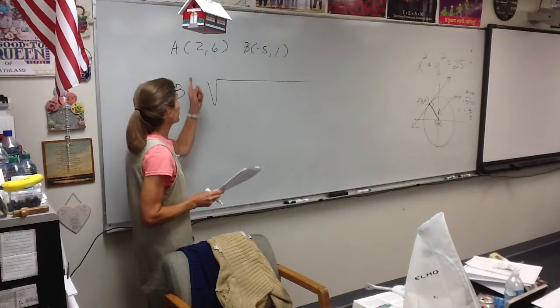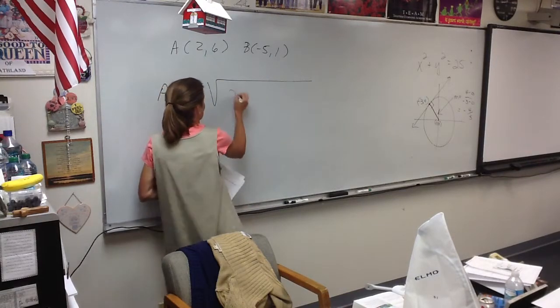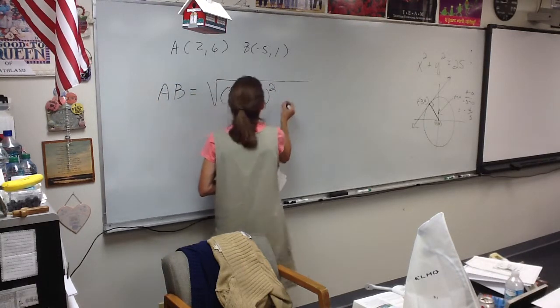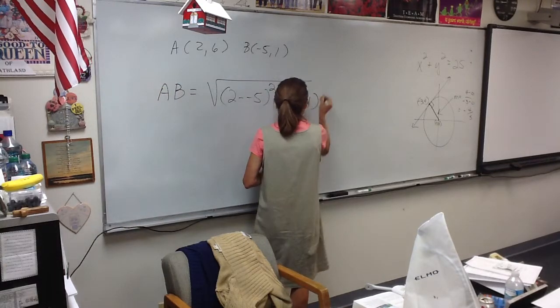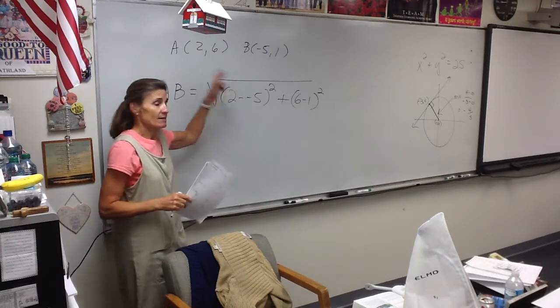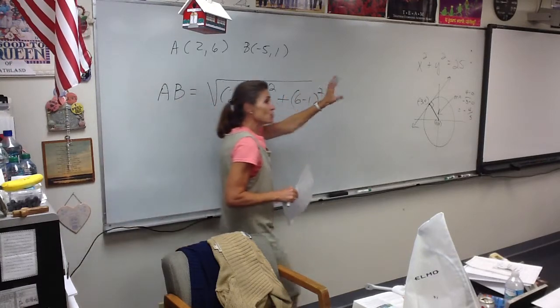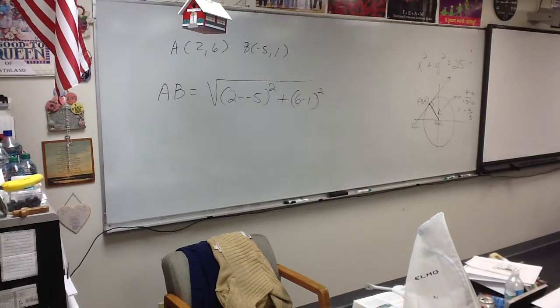Now, what do I do here? Tell me what I do underneath this square root. You would take 2 minus -5 in parentheses and square it, plus 6 minus 1 squared. Perfect. That's the distance formula. Nobody is ever going to say to you, write the formula, but you better be able to use it. Jabron can use it. He said, I'm going to take x minus x, square it, y minus y, square it, and that's what I get.